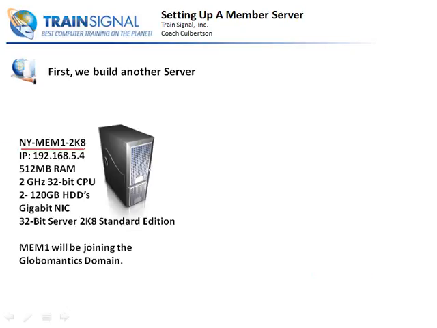We're going to name our new Server 2008 machine NYMem1 2K8. We're going to be providing this IP address for it, 192.168.5.4. It's going to have a half a gig of RAM, no big surprise there. It's got a 2 gigahertz processor. It is a 32-bit processor, so we can only use a 32-bit version of Server, right? We've got a pretty good amount of hard drive space here for it, where we have 2 120 gigabit hard drives.